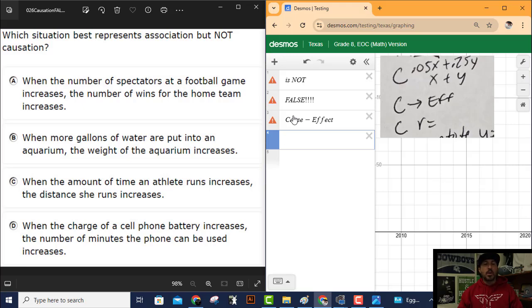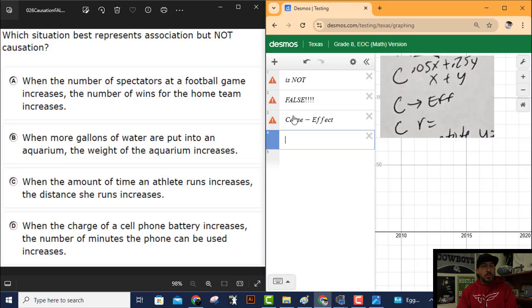Choice B, when more gallons are put into the aquarium, then the weight of the aquarium increases. If more gallons go in, the weight goes up. That makes sense. I kind of really like choice B right now. Let's go to choice C. The amount of time an athlete runs increases, then the distance that they run increases. Well, if their time goes up, then their distance goes up. I mean, if they were, nope, there I go thinking about it. If you have to think about it, it doesn't make sense.